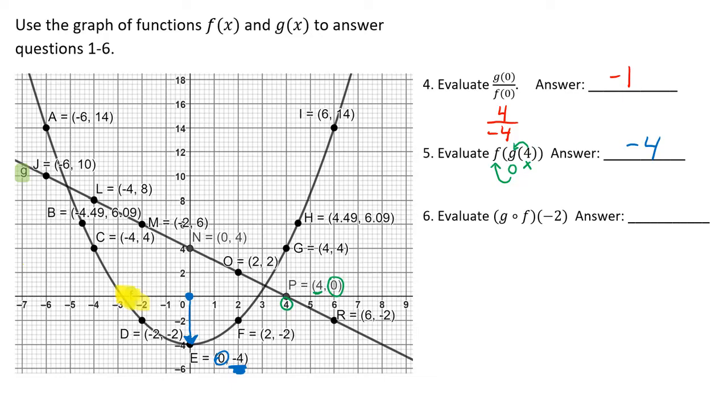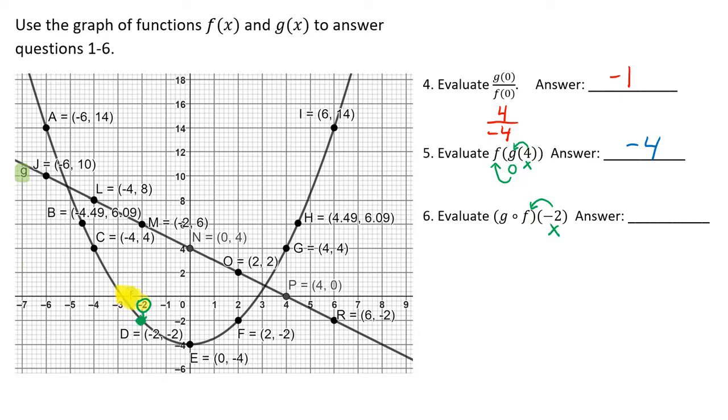All right, our next one is another composite. So we'll be jumping between the functions. So our x is -2. We're going to start off with the f function. So here is -2. I go to the f function.